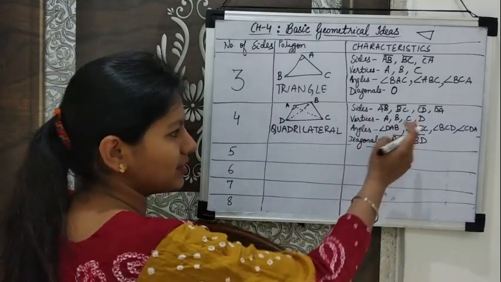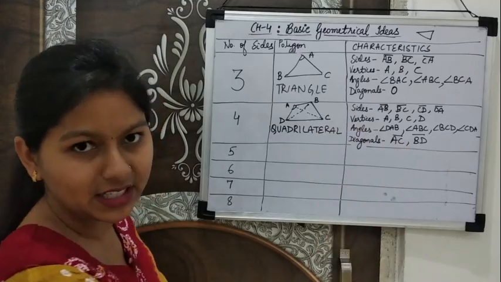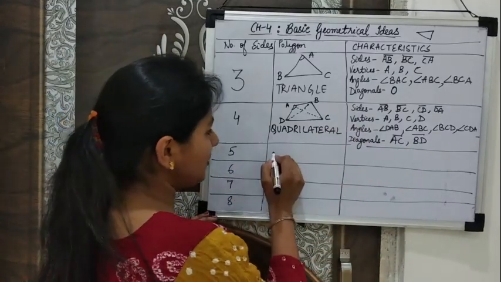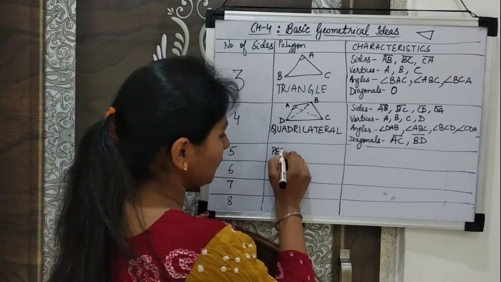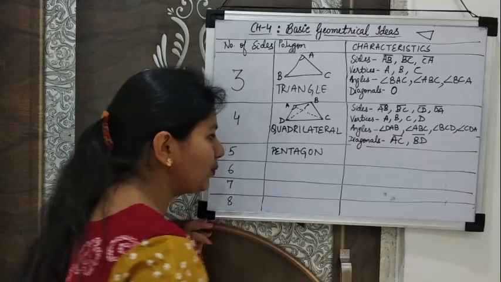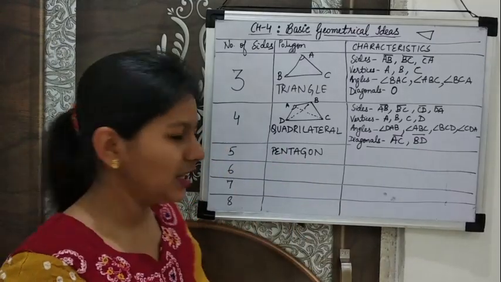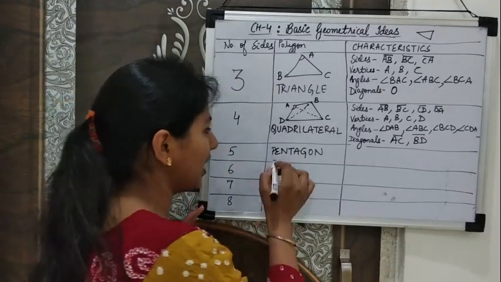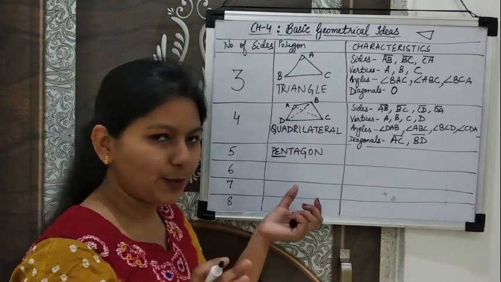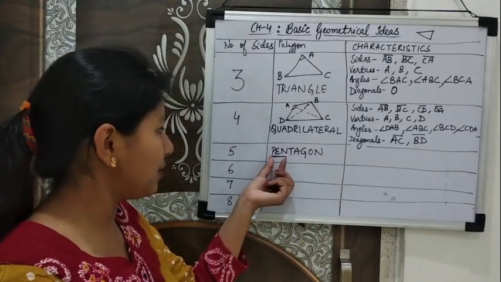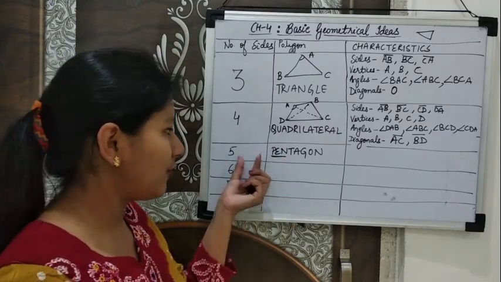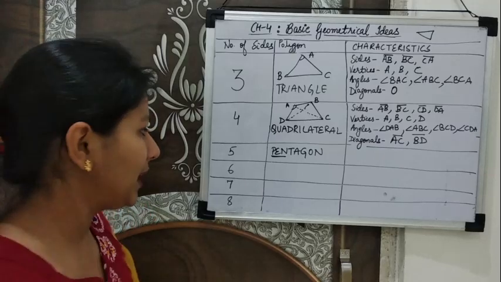The 5-sided polygon we have split up in the definition only. It has 5 sides, 5 vertices, 5 angles as well as 5 diagonals. So the 5-sided polygon is called pentagon. How can we remember this word? Many times we buy a pen of ₹5. So from the pen of 5 rupees, what will we remember? How many sides does the pen have? 5 sides. So a 5-sided polygon is called pentagon.